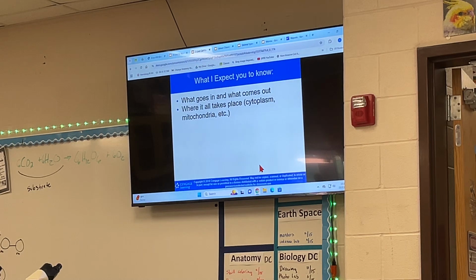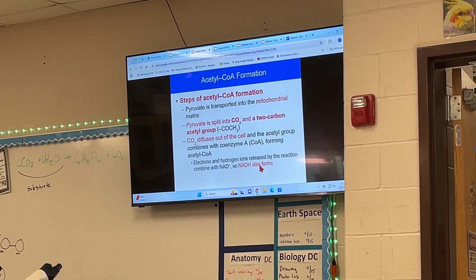All right, so again, I want you to know what goes in, what comes out, and where it takes place, whether it's in the cytoplasm or the mitochondria. So here's the acetyl-CoA formation, what's going on. It's in the mitochondria, and now you've got the pyruvate. Instead of a 3-carbon, which is what goes in, we're having a 2-carbon, which is an acetyl group. So we split the 3-carbon into a 2-carbon. Here's our 2-carbon. And one of the carbon dioxides is going to go away.